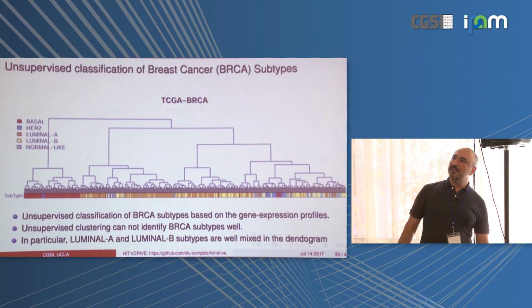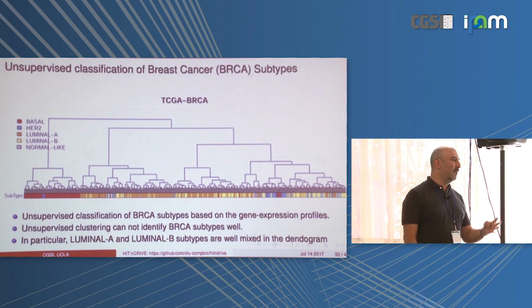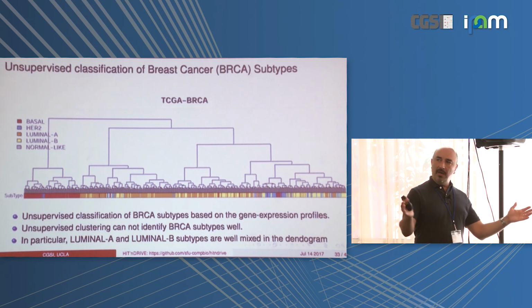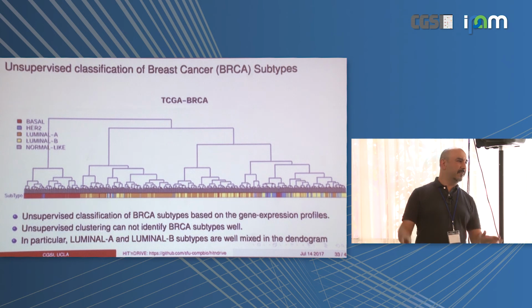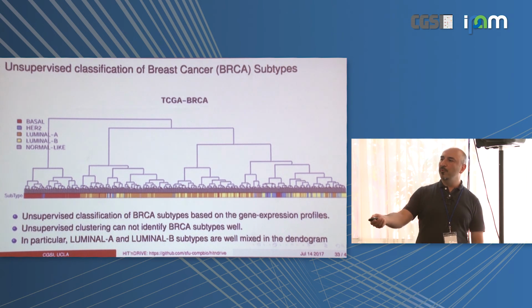For example, unsupervised classification of breast cancer subtypes. As you may know, there are 4 major subtypes in breast cancer. If you do just unsupervised classification based on expression profiles, you do pretty poorly.